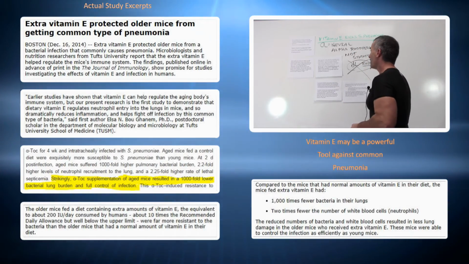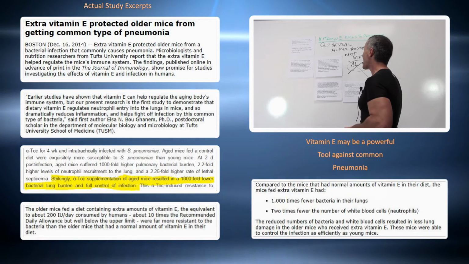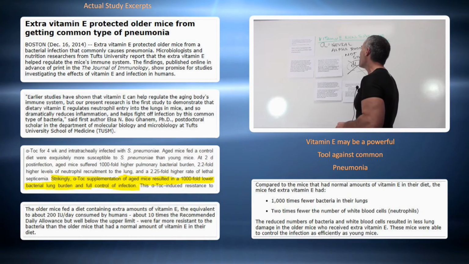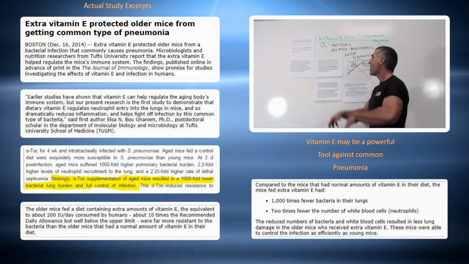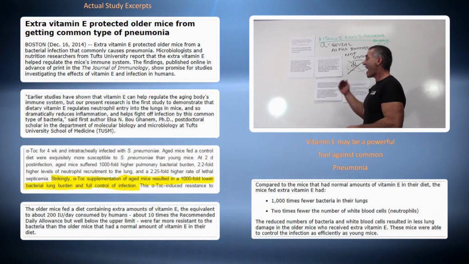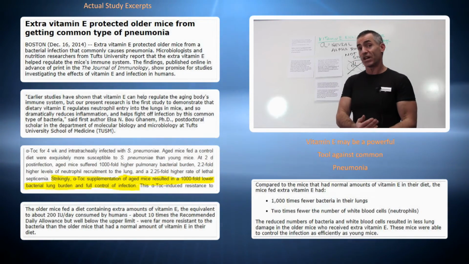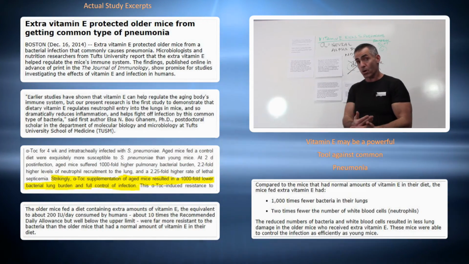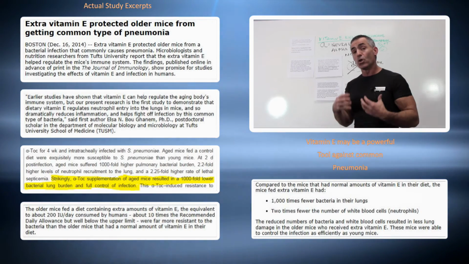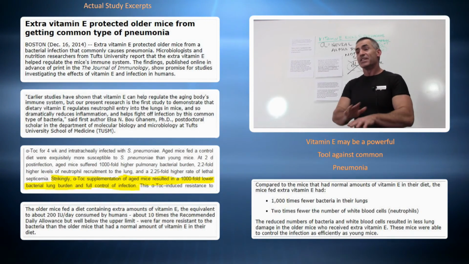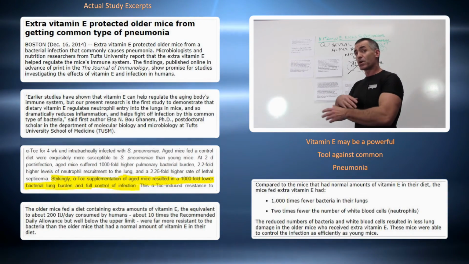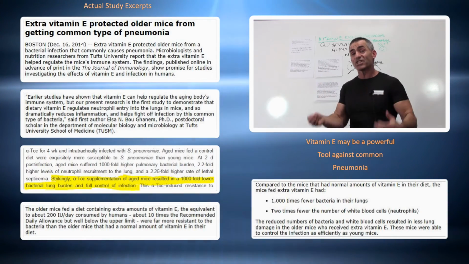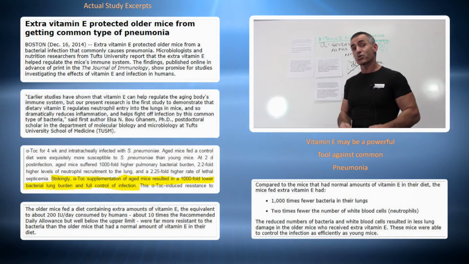Strikingly, alpha-tocopherol supplementation of aged mice resulted in a 1,000-fold lower bacterial lung burden and full control of infection. Repeat it, 1,000-fold lower bacterial burden and full control of infection. That's just vitamin E. That's not some weird drug or pharmaceutical. That's just simple dietary natural vitamin E.